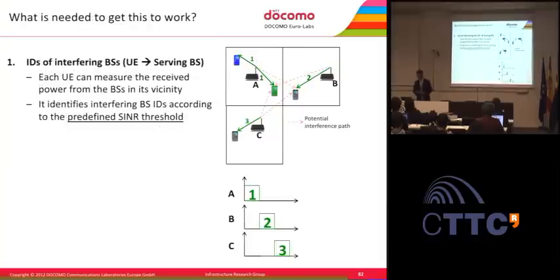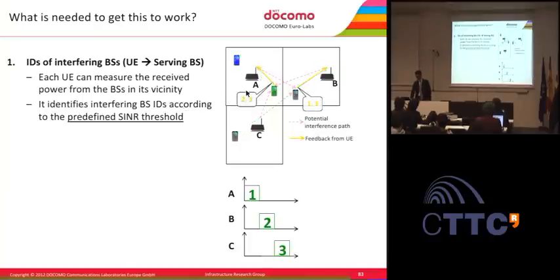Okay, so what is needed to get this to work? We need the IDs of the interfering base stations. So in LTE, we have what is known as RSRP, reference signal received power, right? So basically it's just the received power of the reference signals from the neighboring cells. And this can be easily done by every user equipment, and it just needs to report back to the base station which base station is causing interference above a certain threshold.